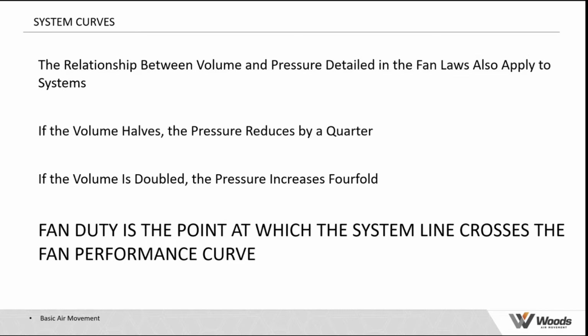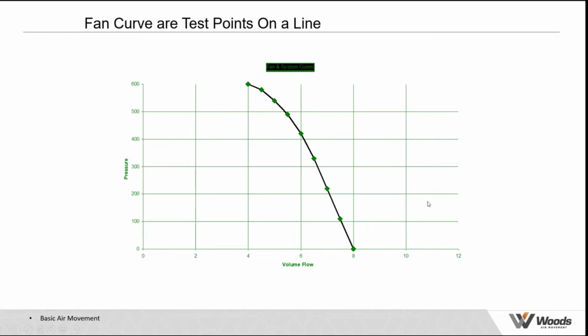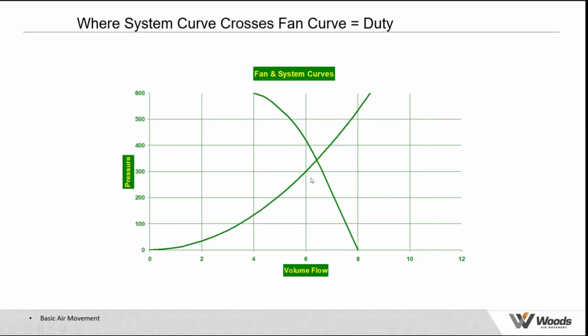So the fan duty is the point at which the system line that you've been calculating crosses the fan performance curve. So there's your system line. Sat down, worked all the duct resistances and things, and we've got at 6 units, we need 300 units of pressure. There's our fan tested in the laboratory, number of test points, which we then smooth and turn into a catalogue curve. We then plot our system line onto our fan curve, and we can see it's not a perfect match. In this case, we're probably getting 6.5 units at 350 units of pressure. But that is the point at which, if everything is accurately calculated, the fan would work.